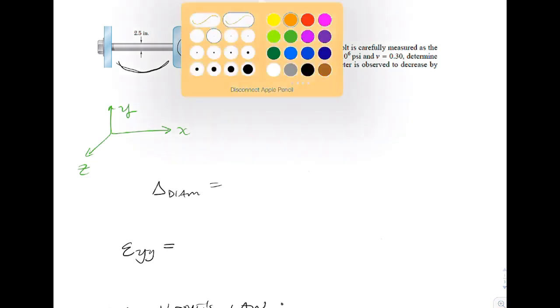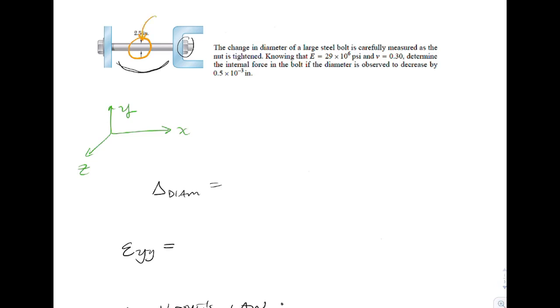So I want to know what's going on inside the bolt if the diameter is observed to decrease by a very small amount. So again, we're going to be dealing with very small strains, but due to Young's modulus, it'll be significant stresses. So to help ourselves with an axis system, we'll go ahead and put X along the length of the bolt, Y and Z will be perpendicular. And so we can, by what's given to us, calculate the strain in the Y direction.